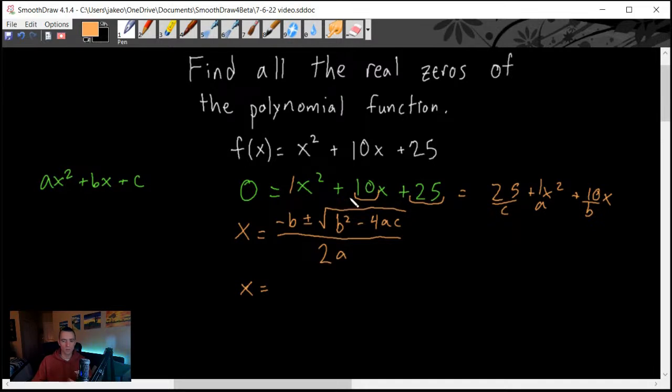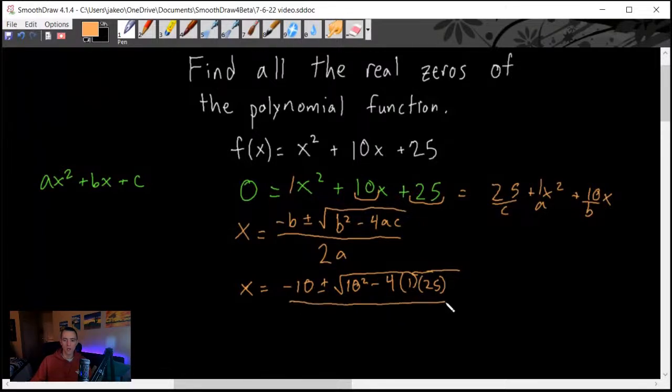So let's go ahead and just plug these things in here. So 10 is b, so we're going to have negative 10 plus or minus the square root of b squared, so 10 squared, minus 4 times a, which is 1, times c, which is 25. And then make sure this is all within the square root here. So you need to make sure that all these terms right here are all inside the square root. And then that's all going to be over 2a. So 2 times your coefficient 1, 2 times 1. Okay. And then you can pretty much just simplify this.